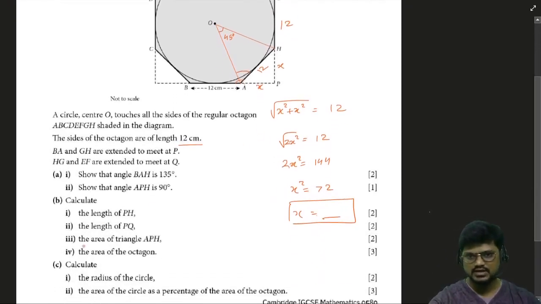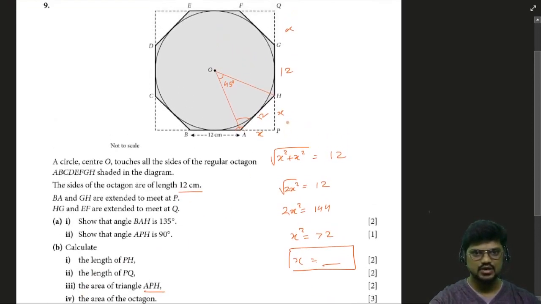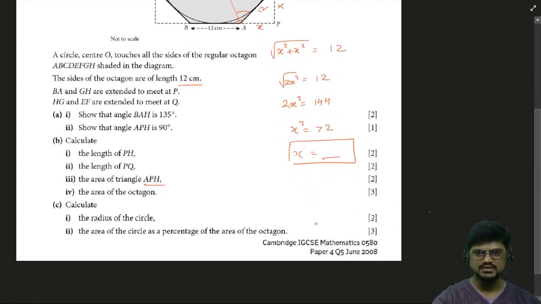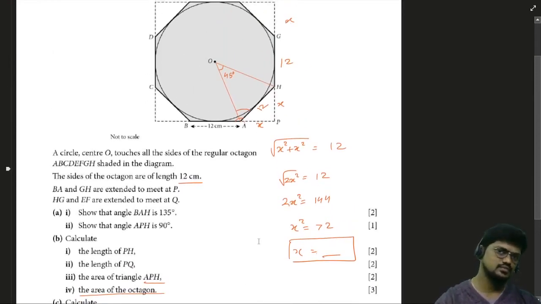The next, the area of triangle APH. How will you find the area of triangle APH? Half base into height. What will be the base and what will be the height? Base is x and height is also x. Exactly. You can take both base and height as x. Then how will you find the area of the octagon? So we can find the area of one triangle and then multiply it by 8.